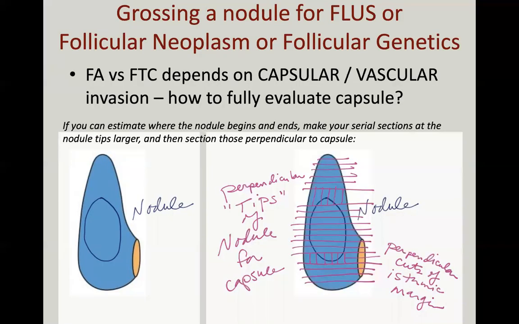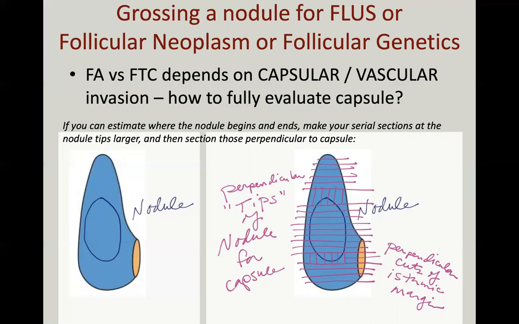Sorry, I can't turn this into a Jeopardy. If you think about it, your best way to see the entire capsule is to treat the tips of the nodule as tips, right? And to section them perpendicularly. So depending on where the nodule is in the gland, upper, middle, or lower, I don't necessarily care as much about the tip of the gland as I do about the tip of the nodule, if that makes sense.